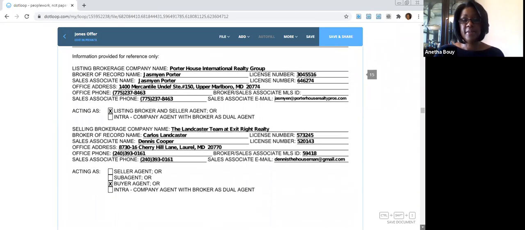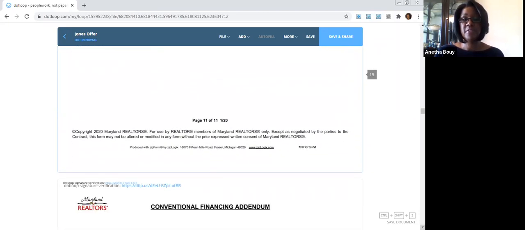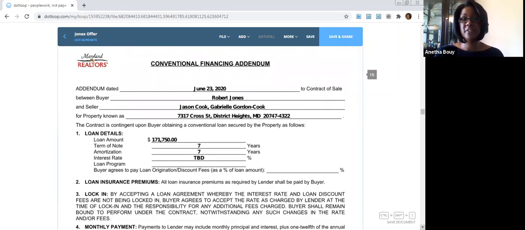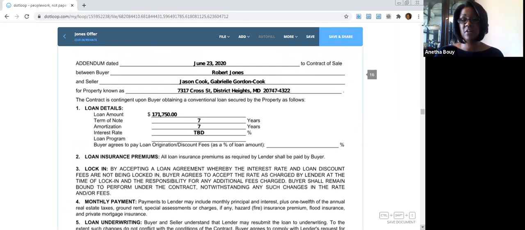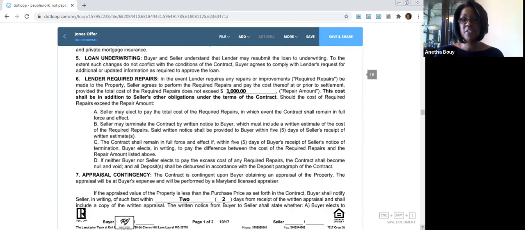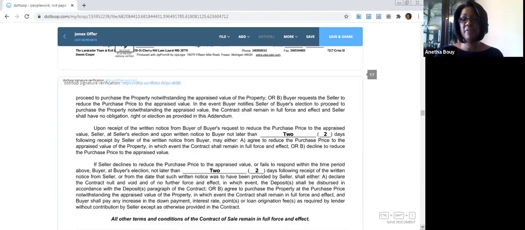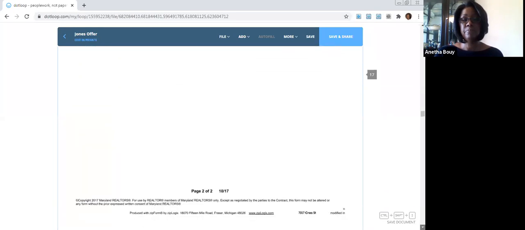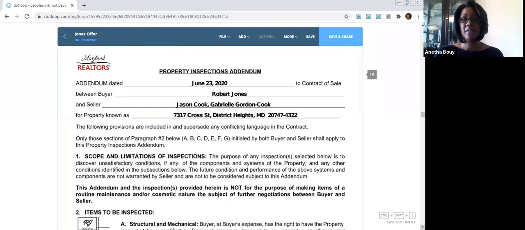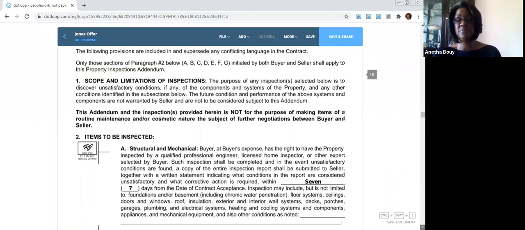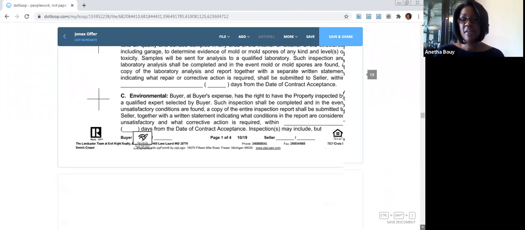Okay, and again, that's their brokerage information, buyer and seller information, the same financing addendum for conventional. It speaks to the lender repairs and everything. The inspection addendum.